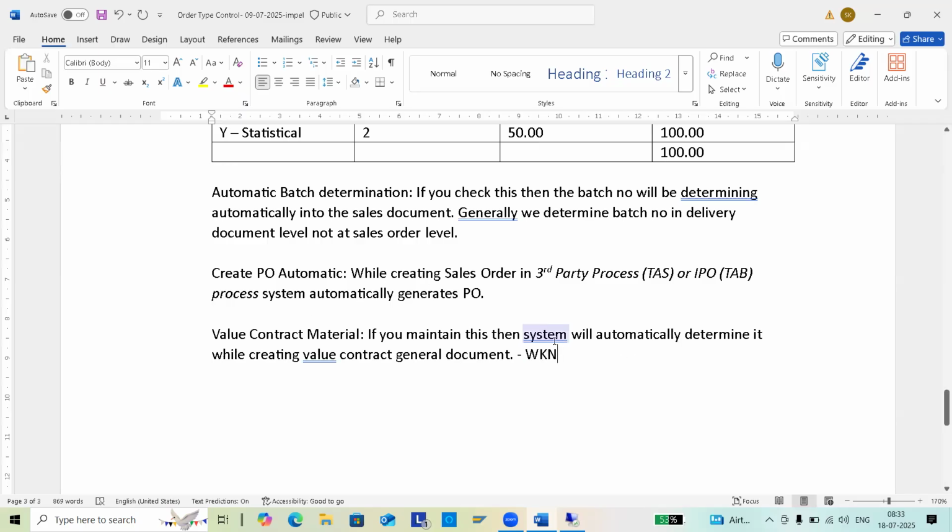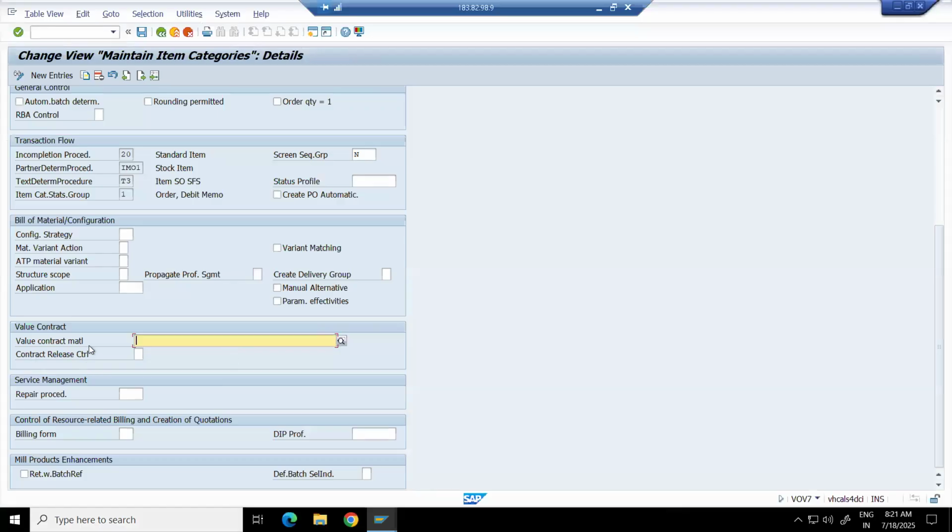I think we missed this. We maintain the value contract general material and value contract material specific fields only for WKN. Let's see whether it is available or not.